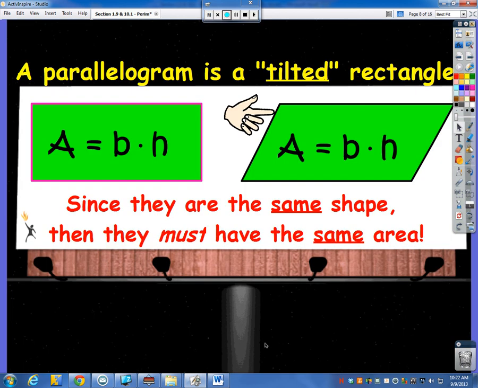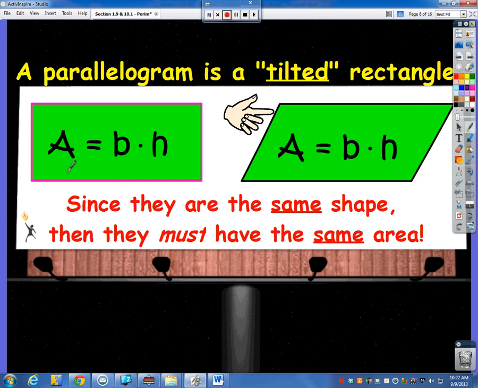Now a parallelogram is really just a tilted rectangle. Imagine you have a rectangle and then we come over here and go, let me push you over a little bit. It's still the same shape, okay? It's just leaning over a little bit more. So since a rectangle and the parallelogram are kind of the same shape, then they must have the same area. So they're both base times height.